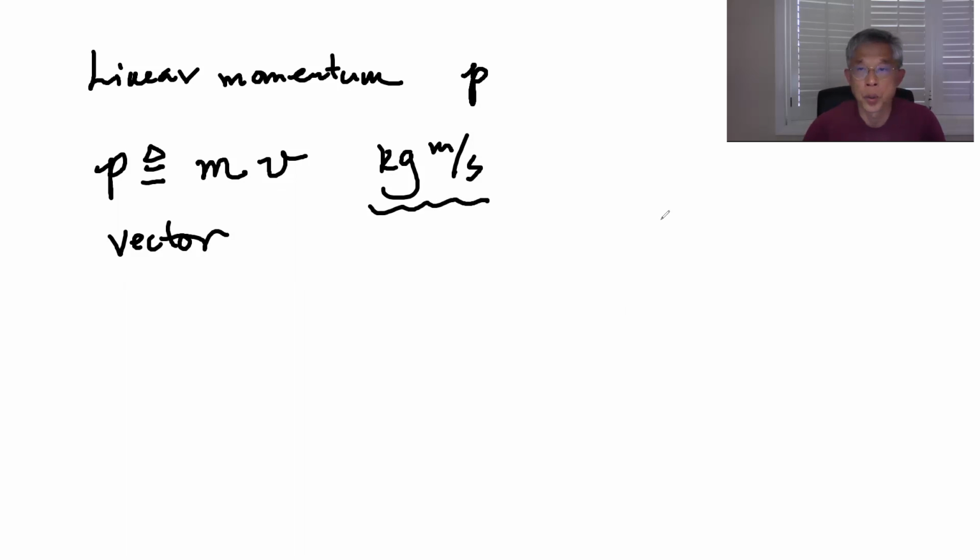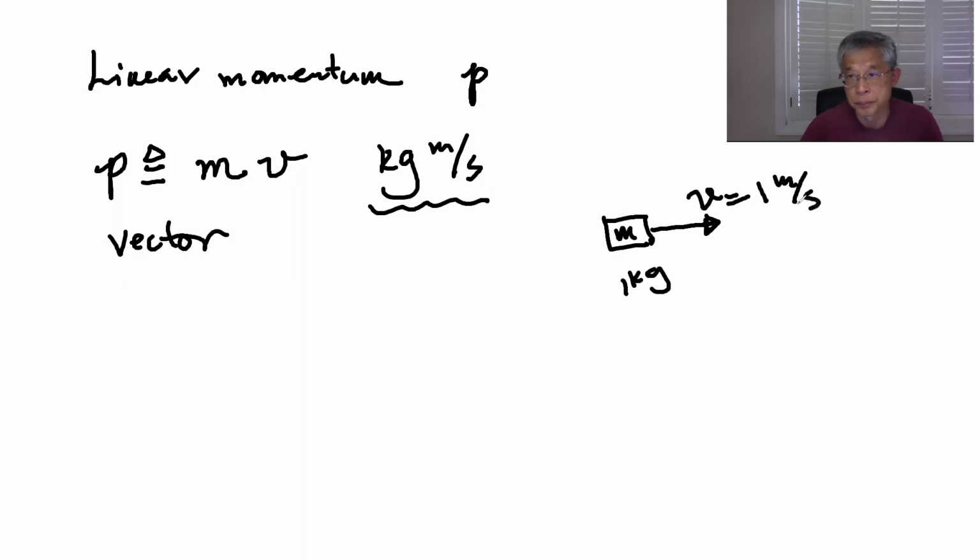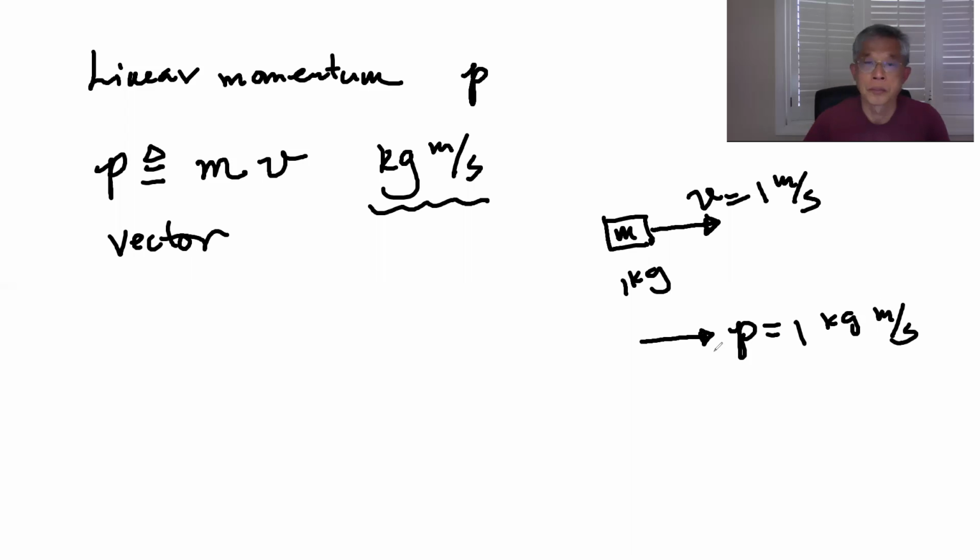Okay. So when you speak of a momentum, let's say if this mass is going this way with a mass of 1 kilogram and velocity equal to 1 meter per second, then this means that this mass has a momentum that's going this way, and the p is equal to 1 kilogram meter per second, and it's going to the east.